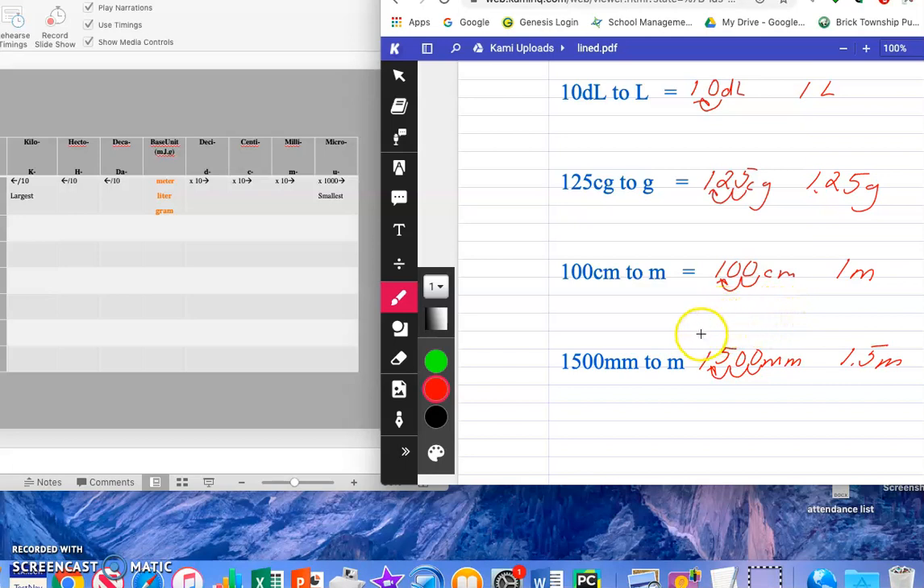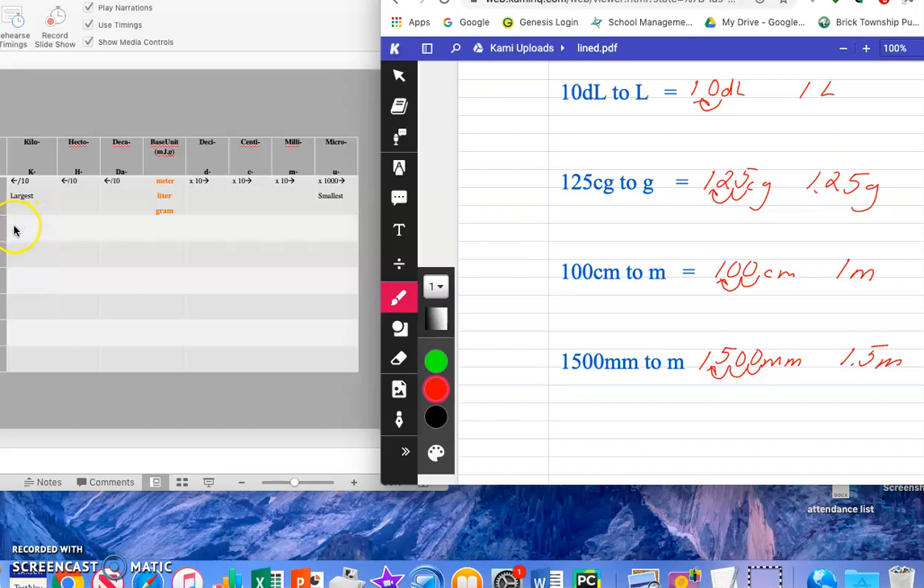Just moving the decimal back and forth. And just remember, these prefixes here go with all of these. So it can be decimeter, deciliter, decigram, centimeter, centiliter, centigram, millimeter, milliliter, milligram. And then over here, kilometer, kiloliter, kilogram. They're all interchangeable. That's the good thing about this.